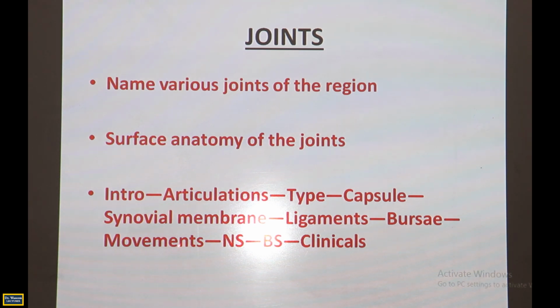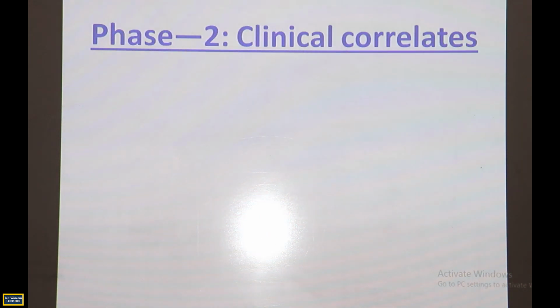Then are the movements, what type of movements are present here in the joint, what are the nerve supply, the nerves which supply the joint, maybe the blood supply also important. At the last will be the clinicals. So, every joint in your body, synovial joint especially, has to be discussed under these 9-10 headings, and even some relations you can write here. Understand, this was the first phase, anatomy basically.